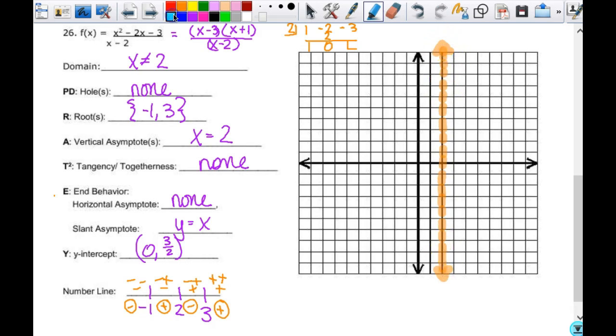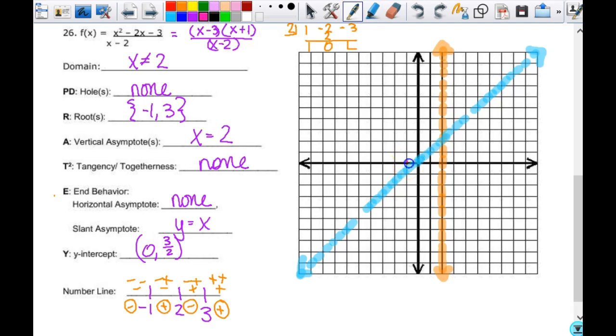And then the slant asymptote, or oblique one, is just y equals x. Alright, so I got those in there. Hit that pretty good. And then I'm going to go plot what I can plot.